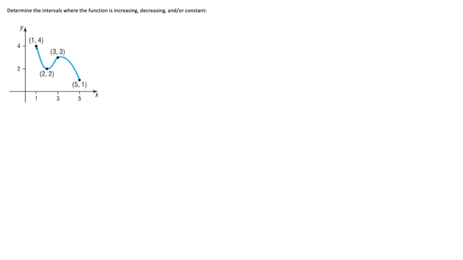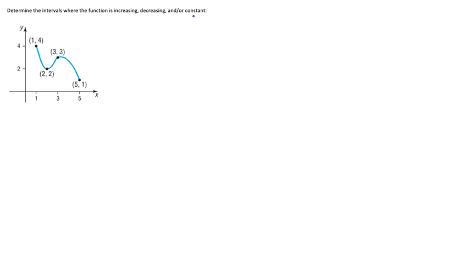As we move left to right, we see that the y values are getting smaller. In this case, this would be decreasing, right? So here we see that the y values are getting larger. Remember, we're moving left to right here. We're moving left to right, but the y values are getting larger, and then here, the y values are getting smaller. Now, constant would just mean that the y values are not getting larger or smaller.